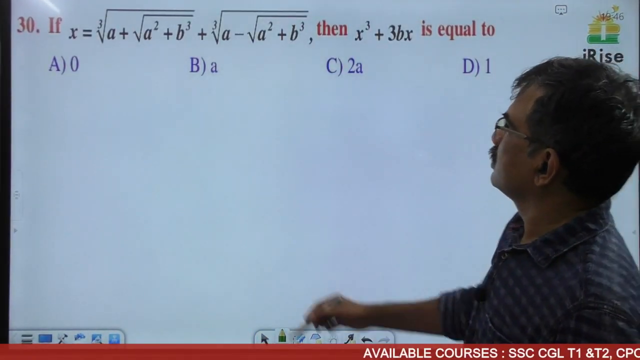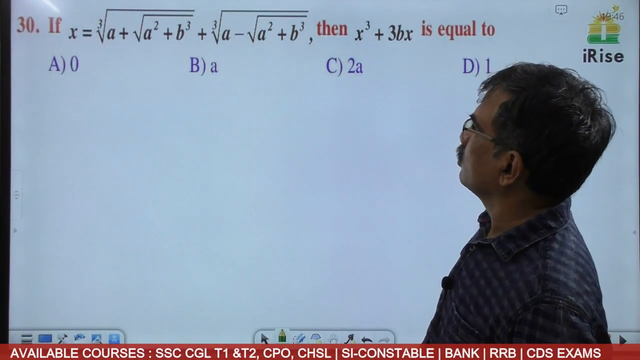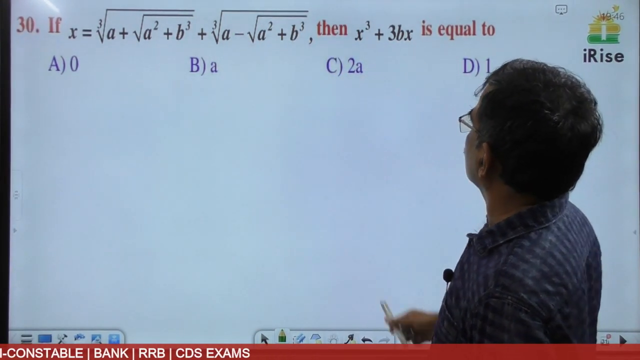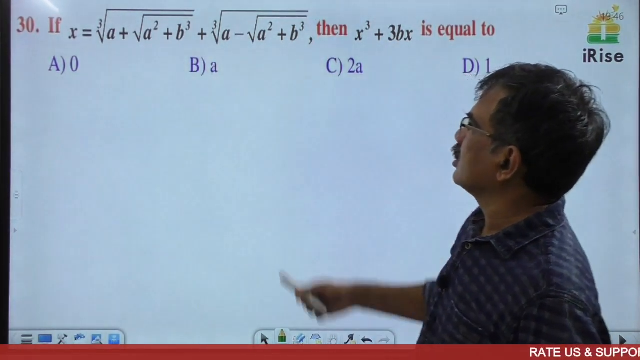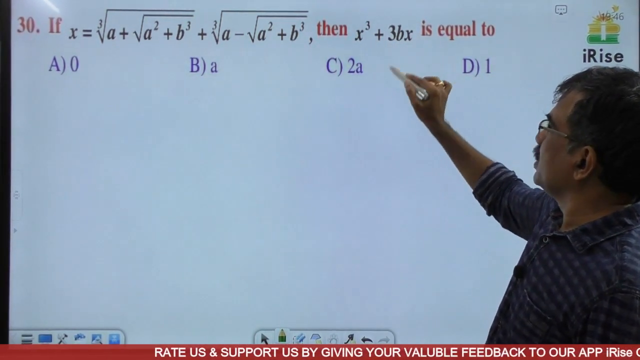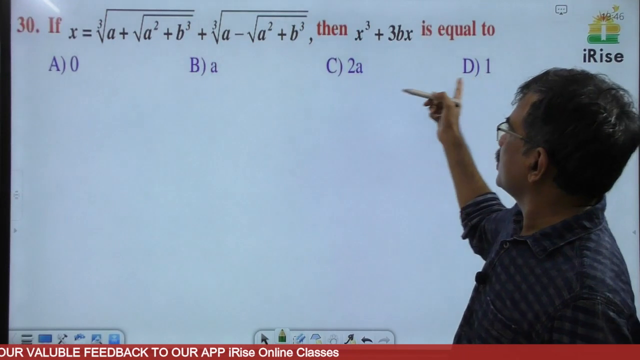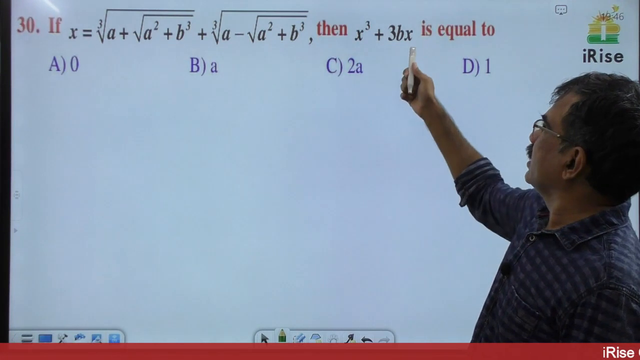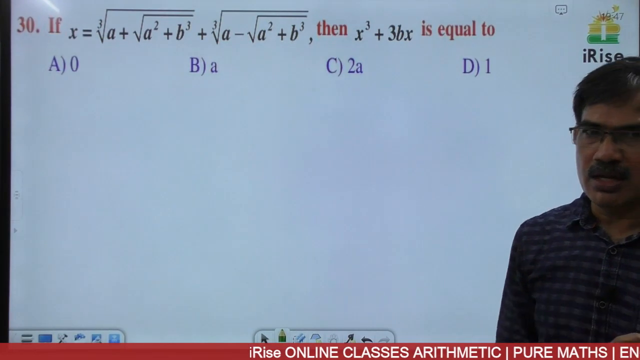Here, see the question carefully. x is equal to cube root of a plus root of a square plus b cube, plus cube root of a minus root of a square plus b cube. Then what is x cube plus 3bx equal to? See carefully, the given x is given in terms of a comma b. The question is also in terms of x and b, but the options are in terms of a. If the question is in terms of b and the options are in terms of a, that means it does not depend on b. The question does not depend on b.